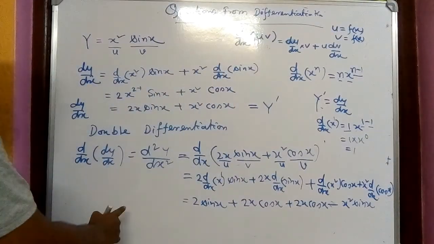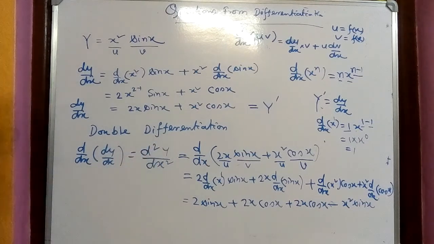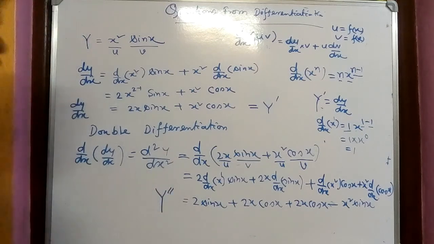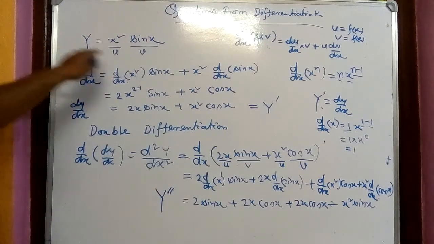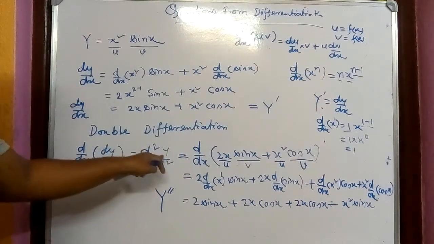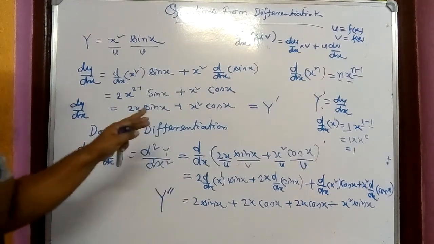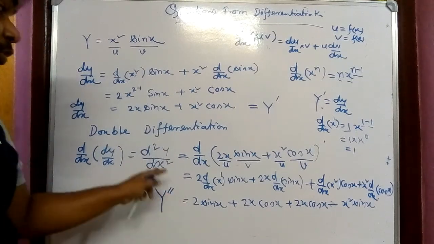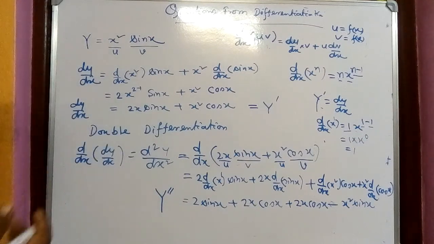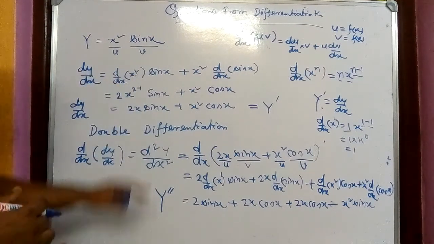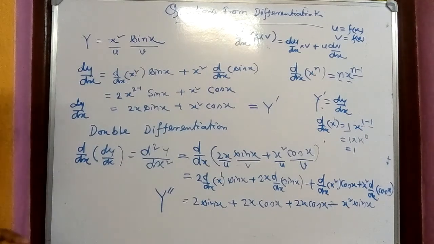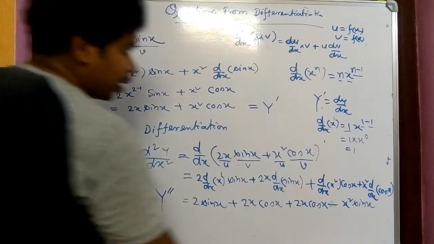So it is double differentiation, that is known as d²y/dx², and we denote it by y double dash. So y single dash means dy/dx, y double dash means d²y/dx². Just like this, you can do y triple dash, so it will be d³y/dx³. So the differentiation will go on. And what is the use of this differentiation? That we'll discuss a little later. So I think this question is clear.